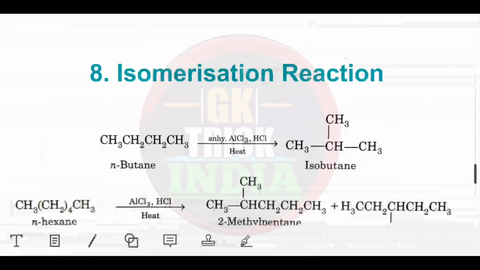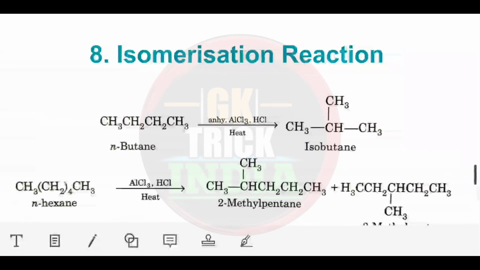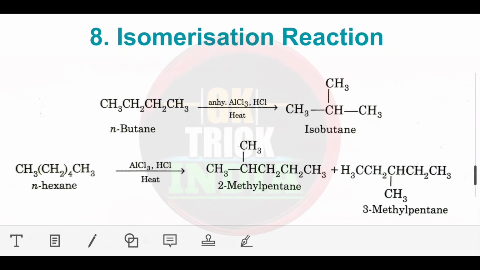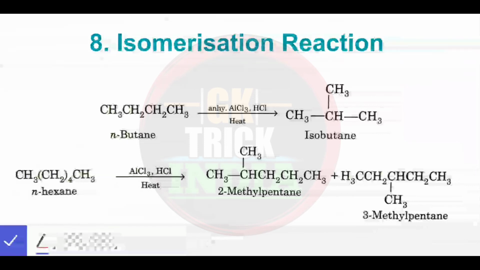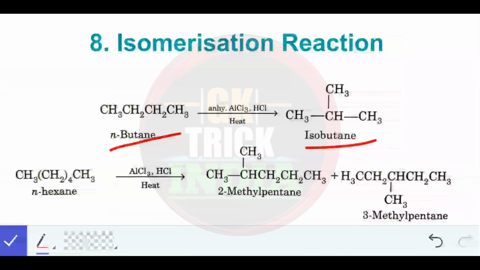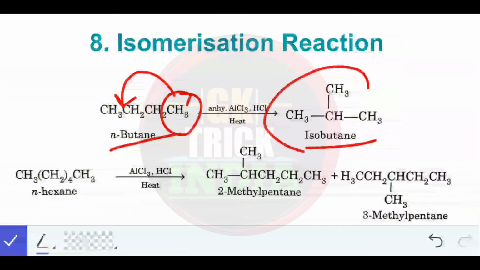For the next reaction, a very important reaction which has a large scale industrial application, is the isomerization reaction. Now what are isomers? Isomers are generally compounds having the same molecular formula but different structure. Here you can say that n-butane and isobutane are basically structural isomers. So basically the CH3 group has come up here to give isobutane.